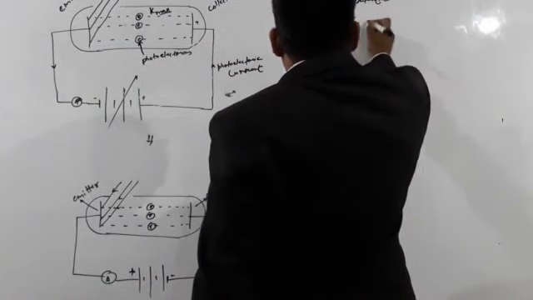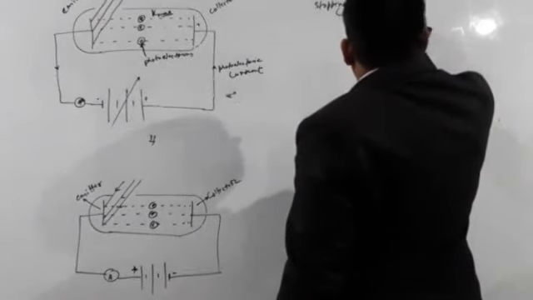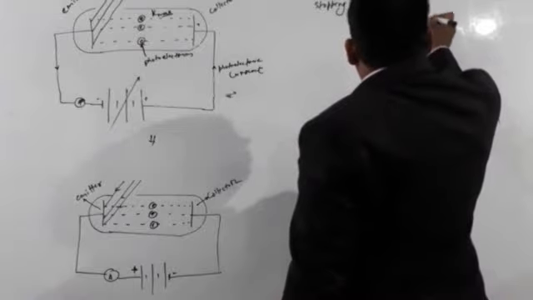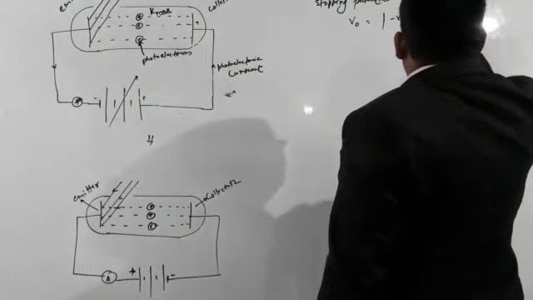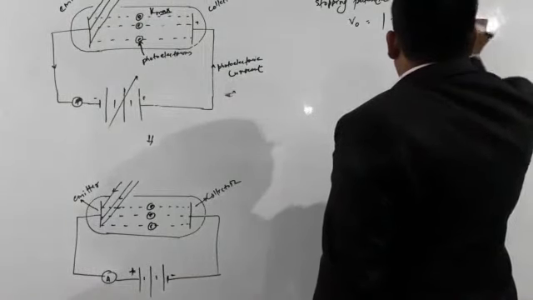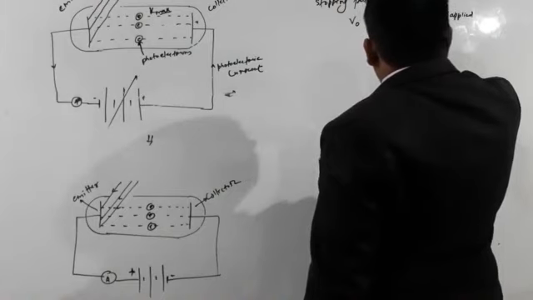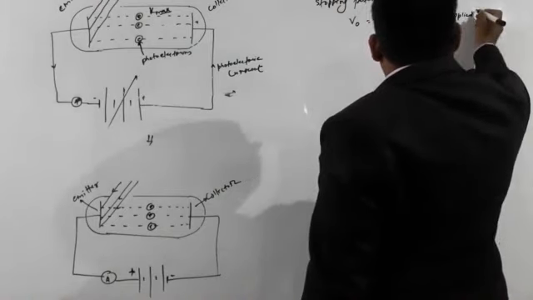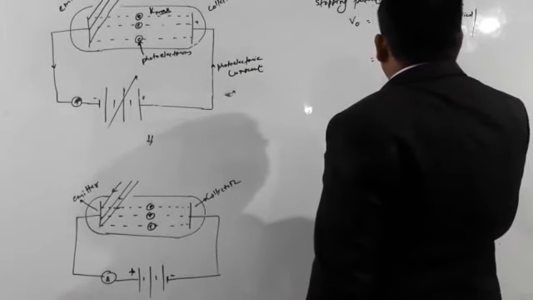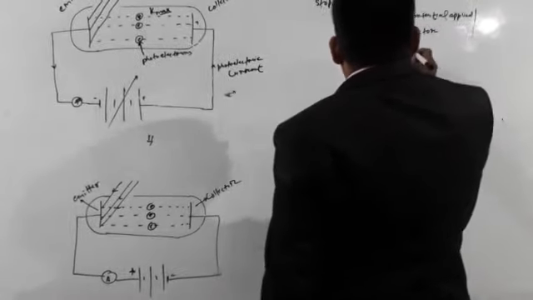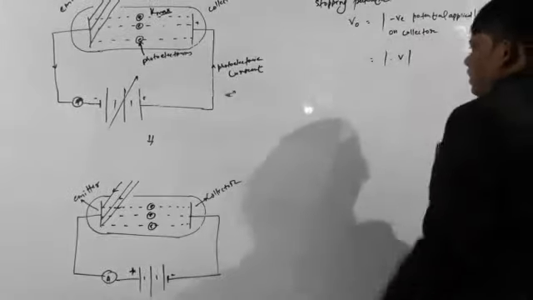So stopping potential V naught will be equal to the modulus of the negative potential applied on the collector, that is, modulus of V. Here V is the negative potential applied on the collector.